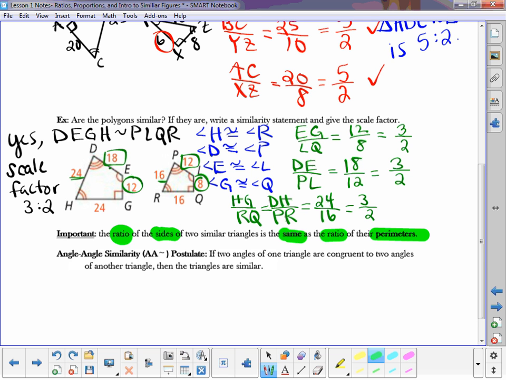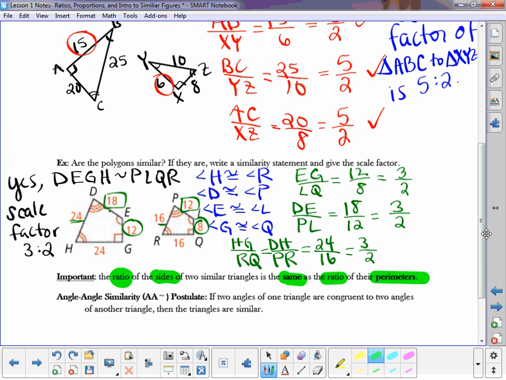So if I know then, for example, up here at these triangles that we did, if my ratio of my sides was 5 to 2, then the ratio of the perimeters will also be 5 to 2, which means I can set up a proportion. So, for example, let's say my ratio is 5 to 2. Let's say that the perimeter of triangle ABC, we don't know the numbers. Let's say I told you my perimeter of triangle ABC was 50. And the ratio again is 5 to 2. What would be the perimeter of the smaller triangle?